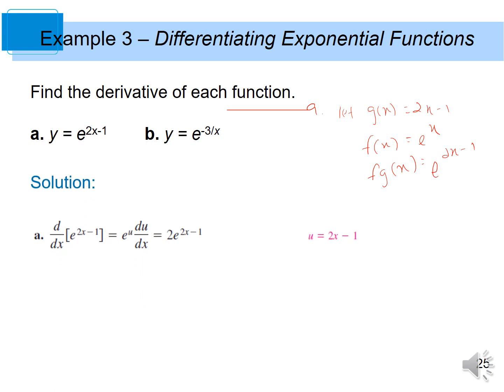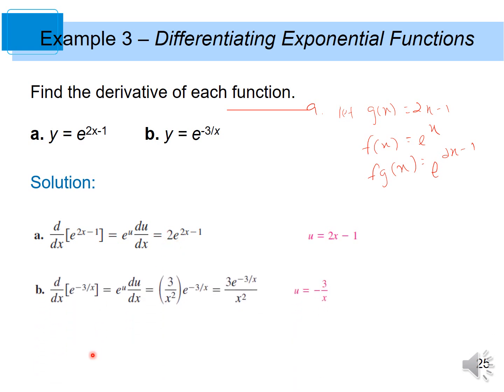Look at the solution. So let u equal to 2x minus 1. Here I show you the proof. The inner function is 2x minus 1. So for the second formula, e to the u times u prime. So we have e to the u, just rewrite back e to the 2x minus 1. Differentiate the 2x minus 1 with respect to x, we have 2. So that's why we have 2 here.